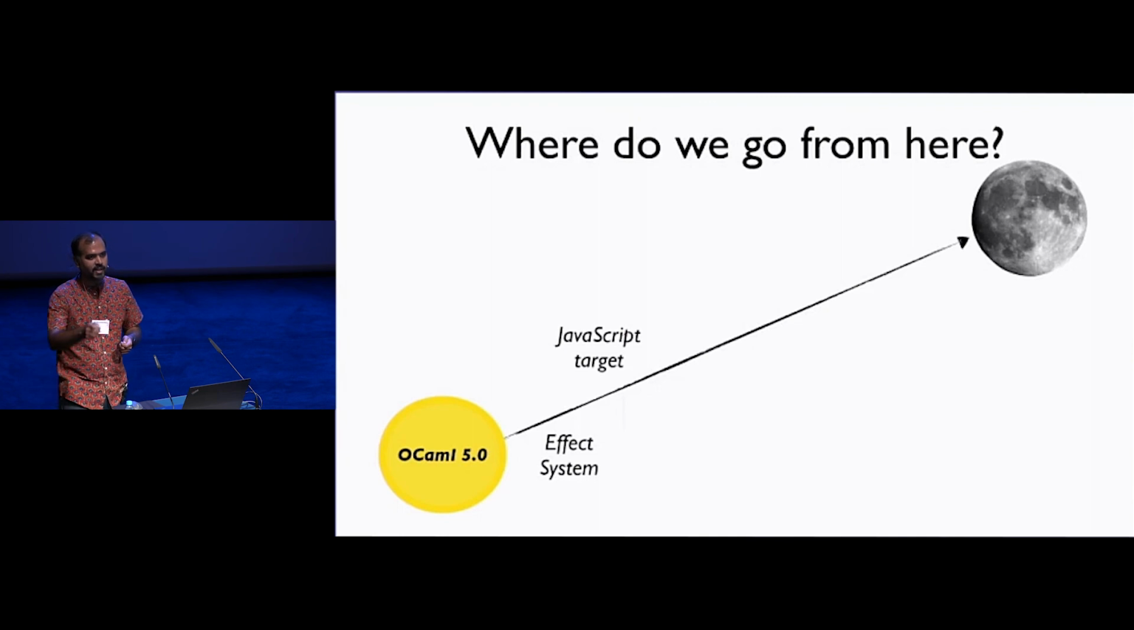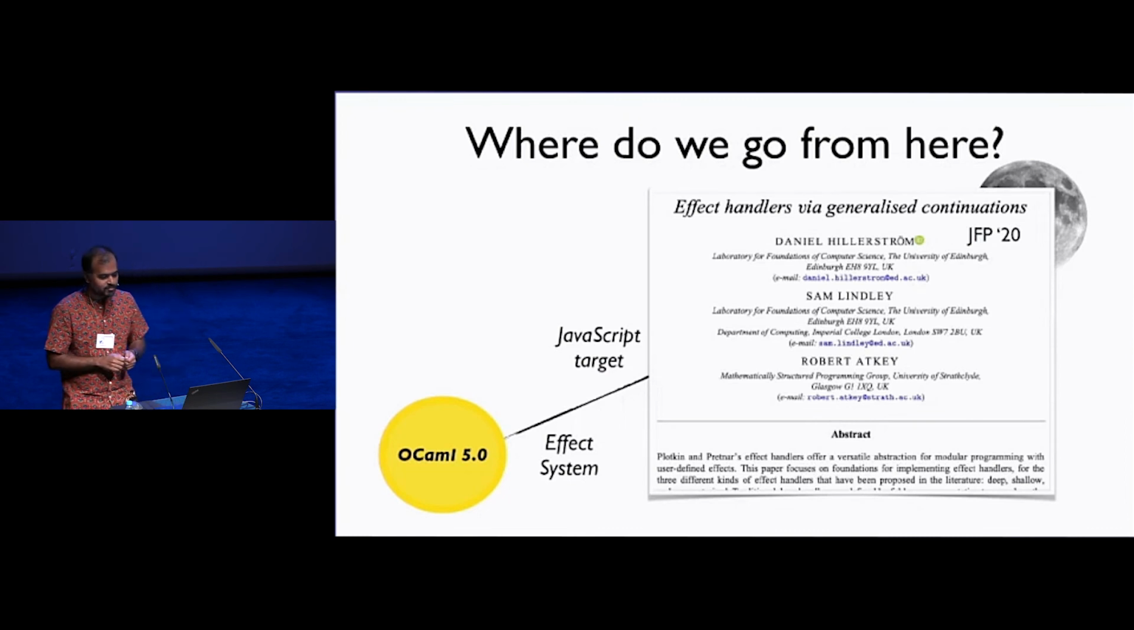OCaml has a very nice compiler to JavaScript. But we can't compile effect handlers yet to JavaScript because we don't know how to compile delimited continuations efficiently to JavaScript. Daniel Hillerström and others have published papers where they show how to take different variants of effect handlers and compile them efficiently to untyped lambda calculus. There is some work there, but JavaScript engines are their own beasts, and hence there needs to be a lot of engineering work there to get the right compilation strategy.